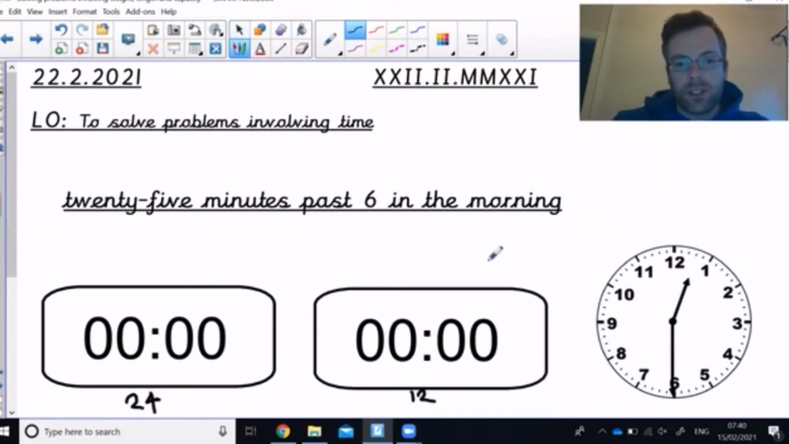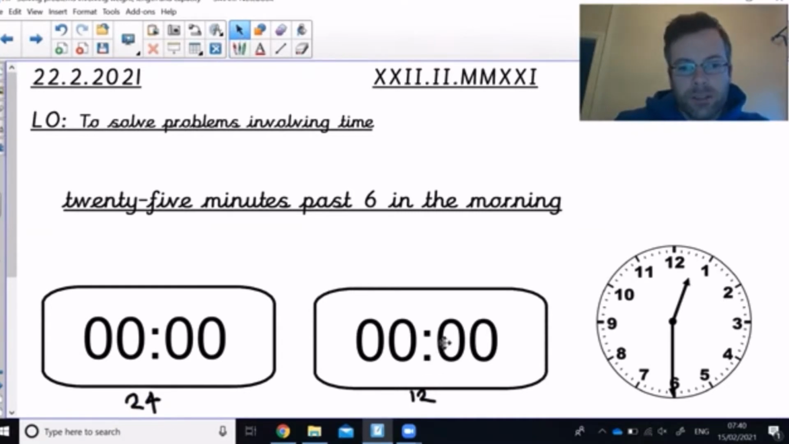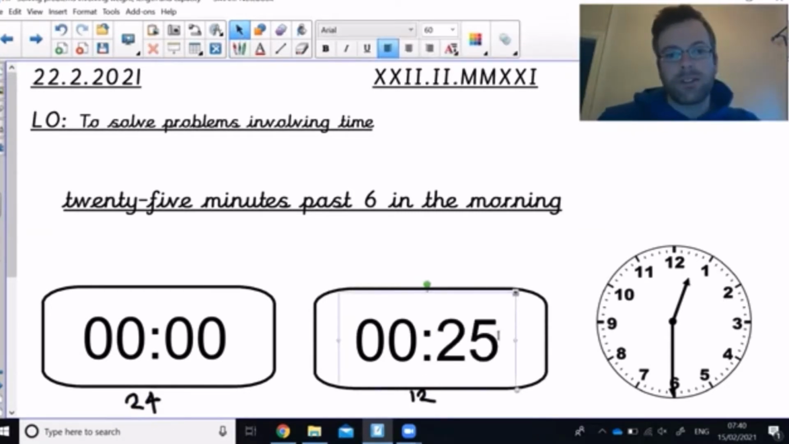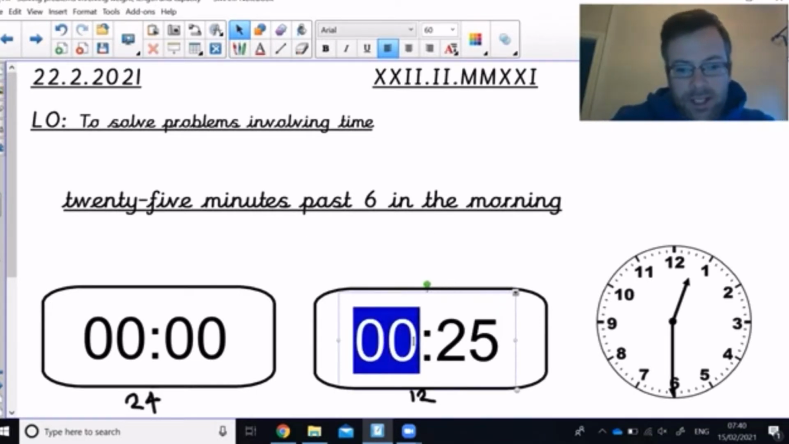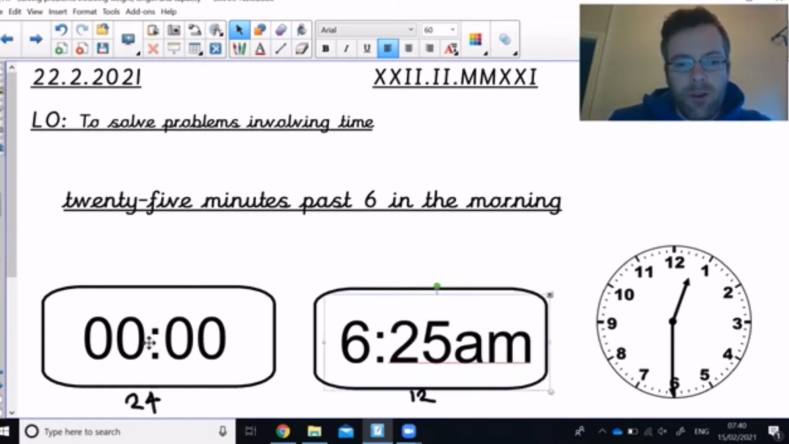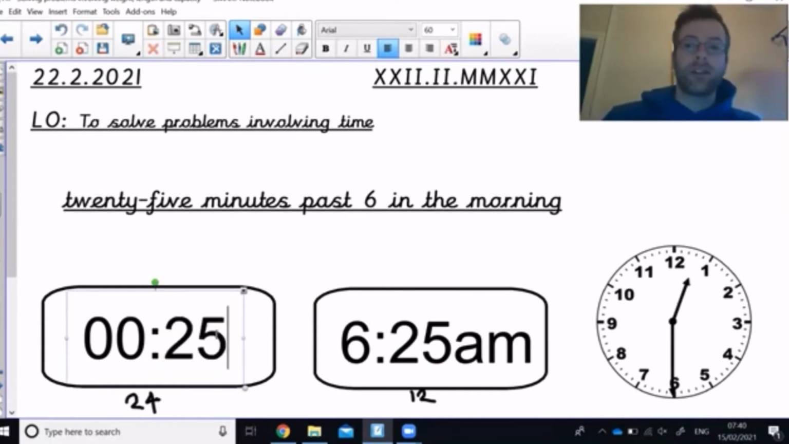So let's do this one first. If it's 25 minutes past, straight away that tells me that is going to be 25, because remember, a digital clock is always in past. Now it is past 6 in the morning, so it is AM. On my 24-hour clock, it's still going to be 25 minutes past. And because it's a morning time, we don't need to worry about adding 12 or anything. So this is still going to be 6, but because it's 24-hour, we write it as 06.